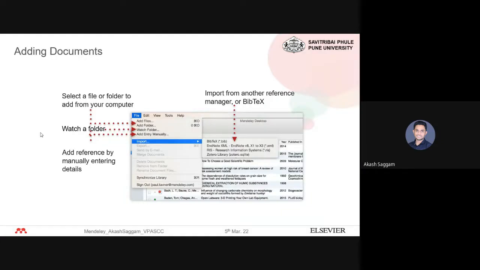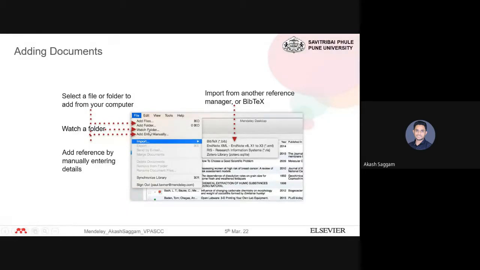So basically, how to add different documents. On the Mendeley Desktop software, there are options under the File section that say add files and add folders. Add files means if you have PDFs of your articles, they can be imported into Mendeley Desktop. Along with that, there is the option of add folder. For example, if you have created a folder of your different articles, that also can be added directly into the Mendeley Desktop. There is an interesting option called watch folder.